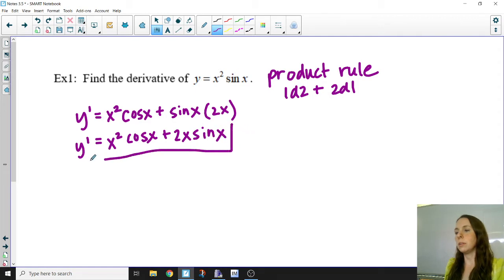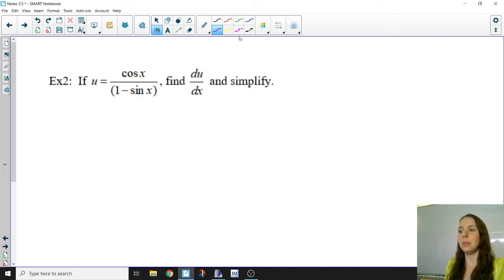Woo! Not too bad, right? Right. Look at this one now. It's not going to be too bad, I promise.